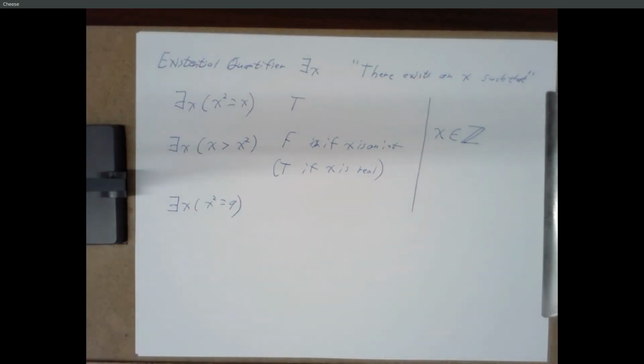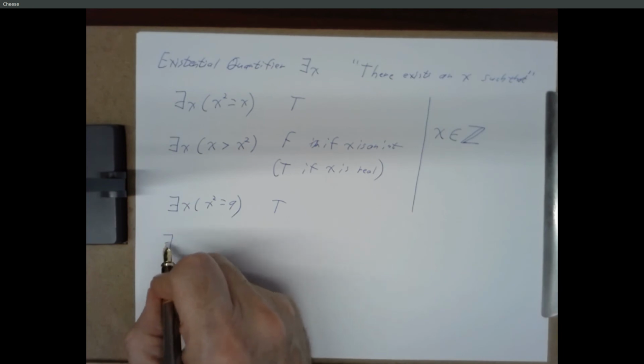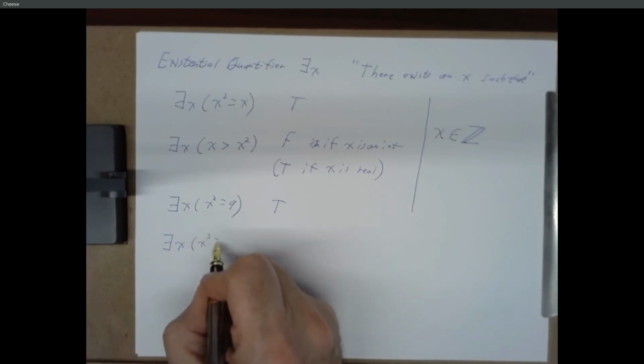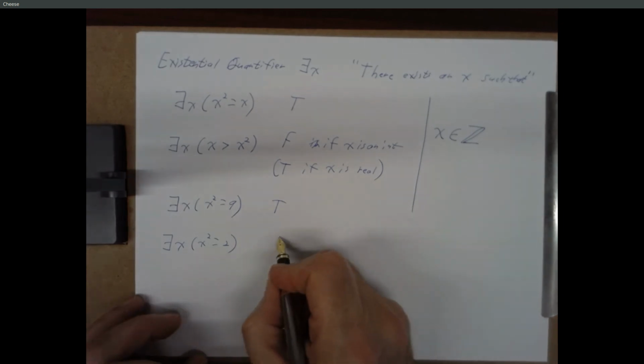All right, so there exists an X such that X squared equals 9. Yeah, X could be 3, X could be -3. So that's definitely true. There exists an X such that X squared equals 2. Well, over the integers, that's false. And in fact, over the rational numbers, the fractions, that's also false. There's no fraction whose square is equal to 2. The Greeks knew that. But over the reals, this is true. It's just a number called the square root of 2, 1.414, etc. So over integers, we'll say false.